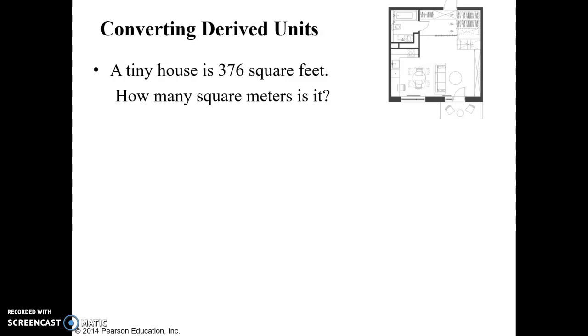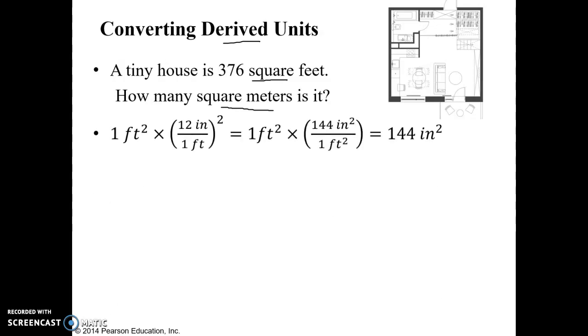Let's look at another example problem here. This time we're going to be converting derived units. So what we mean by a derived unit is it's not just as simple as converting feet, but we're converting square feet. We're measuring area of a floor plan. We've got a tiny house that's only 376 square feet. Now we want to know how many square meters is this. I see lots of mistakes when converting these derived units, so it's important to look at an example problem here.